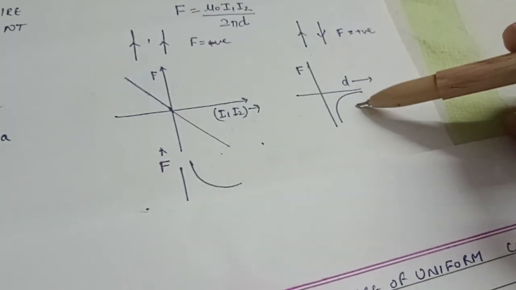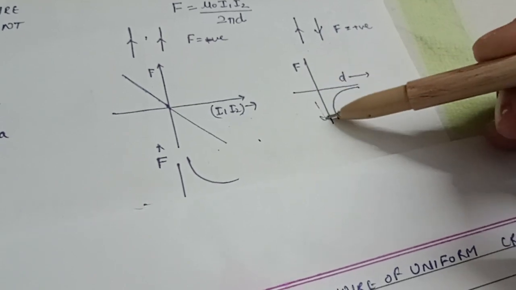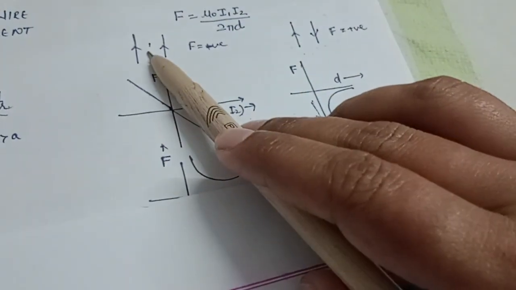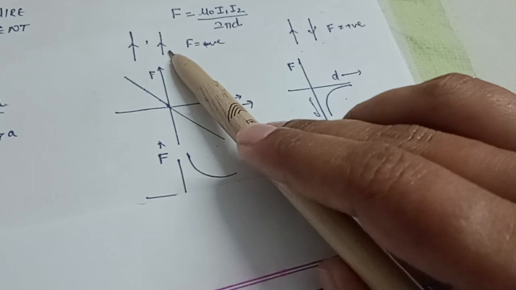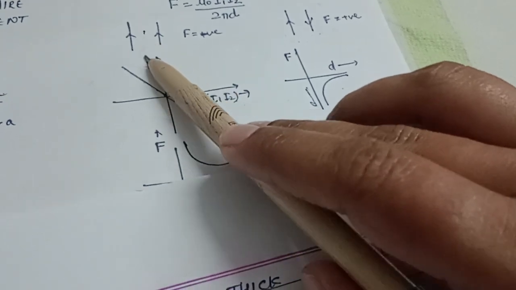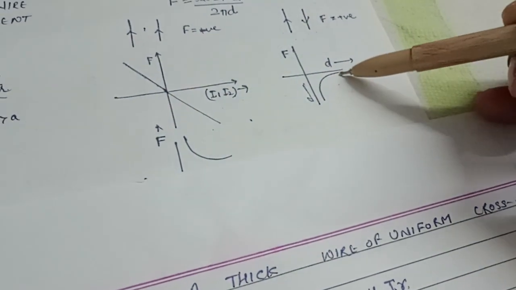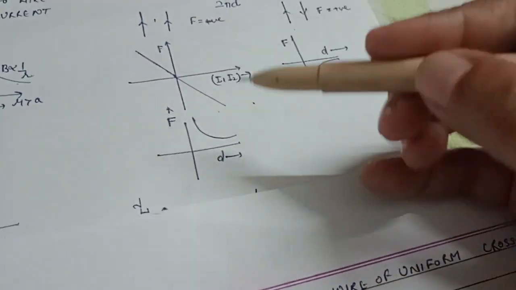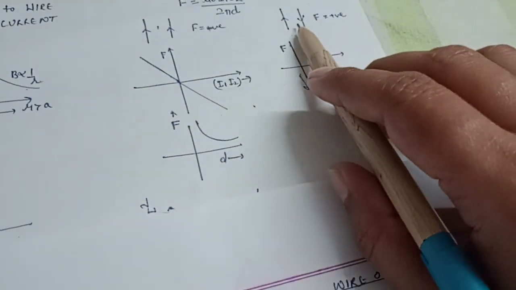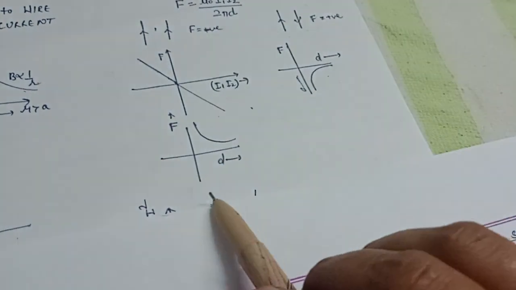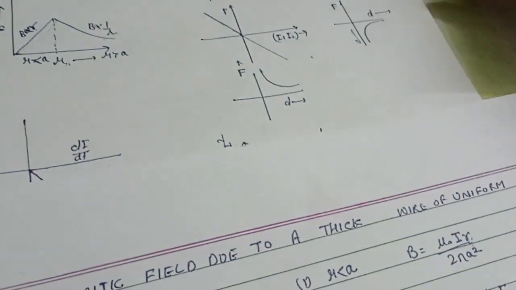Now what is this graph for? Force is negative means the conductors have current in the same direction. So this is the graph. And for the conductors having current in opposite directions, it is given by this.